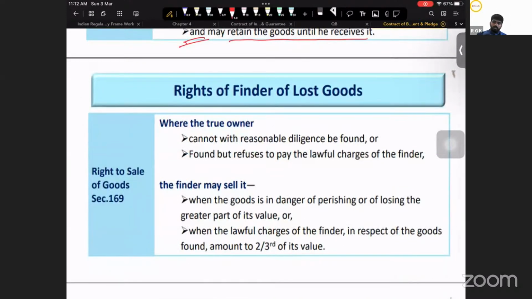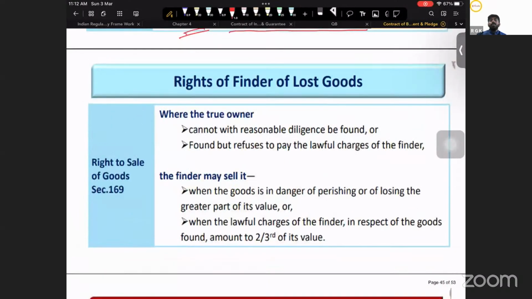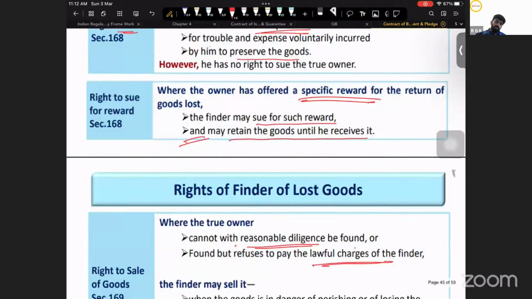Last one is, since the finder of lost goods is not the true owner, he will not have the right to sell it. But under certain circumstances, he will get the right. What are the circumstances? Where the true owner cannot be found with reasonable diligence. Sir, I made a reasonable search, but I could not find the true owner. Or the true owner is found, but he refuses to pay the lawful charges of the finder.